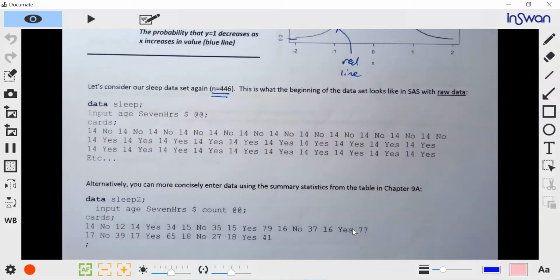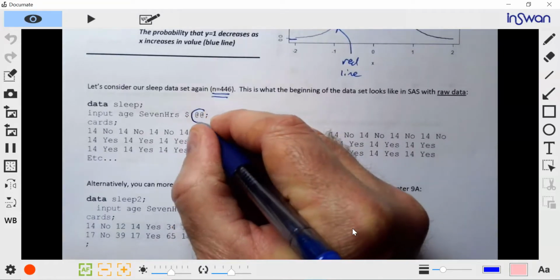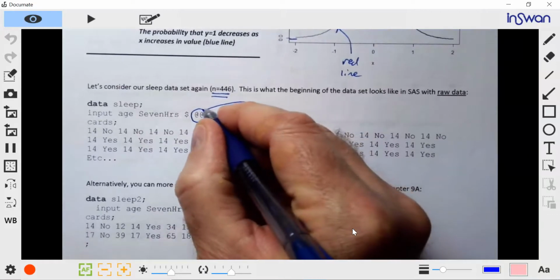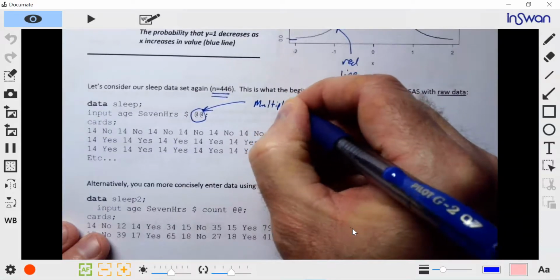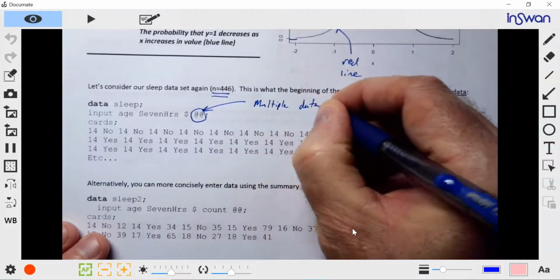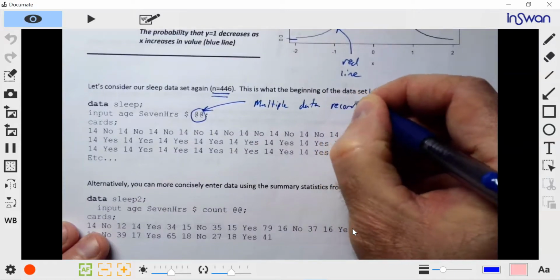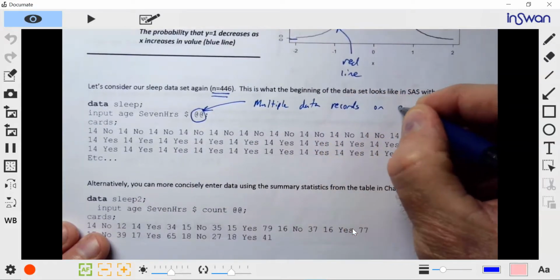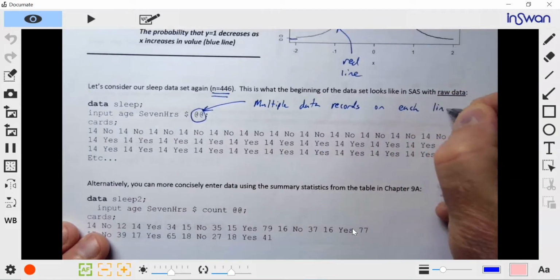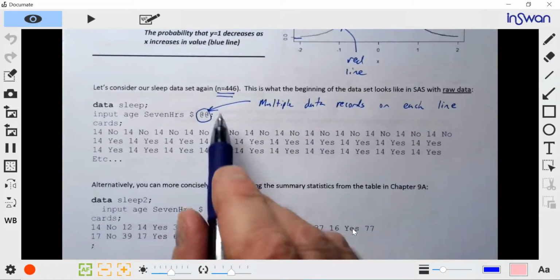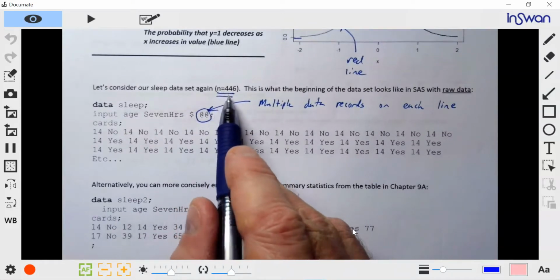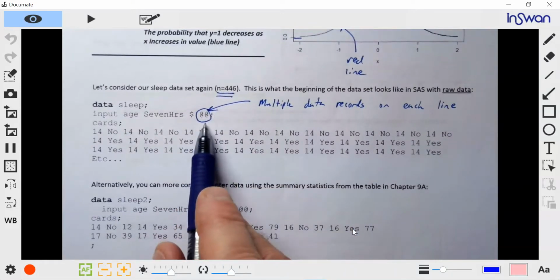Now, just to remind you of something, I've taken a bit of a shortcut here in SAS, and to remind you of notation that you've seen sometime in the past. If you use this @ symbol, this tells SAS that there are multiple data records on each line. So SAS will continue reading across the line. I could have listed these out down the page, but that would be a very long page because there are n equals 446 observations. So that's why I use the @ here.